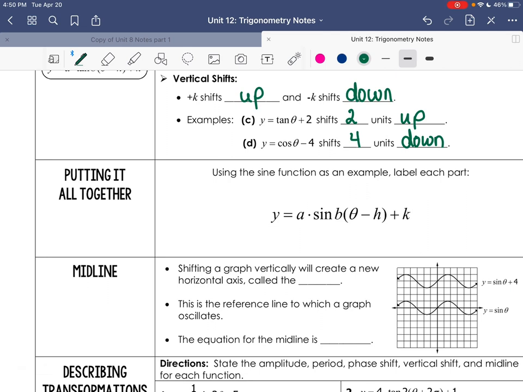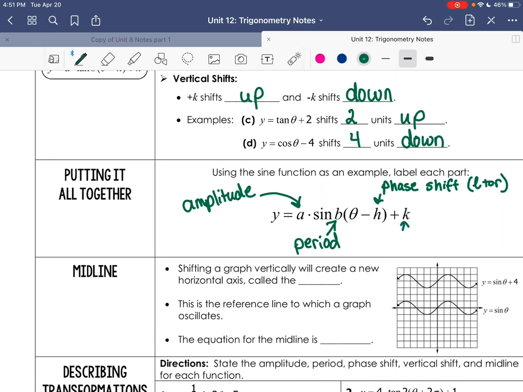All right, so we're going to put all of this information together from the last video and this one. So A is the amplitude. It affects the amplitude. B is the period. So a number there is going to make it, so amplitude makes it taller or shorter, period makes it wider or skinnier. And then minus h is a phase shift. And I'm just going to put left to right over there. And then k is a vertical shift, which of course is up or down.